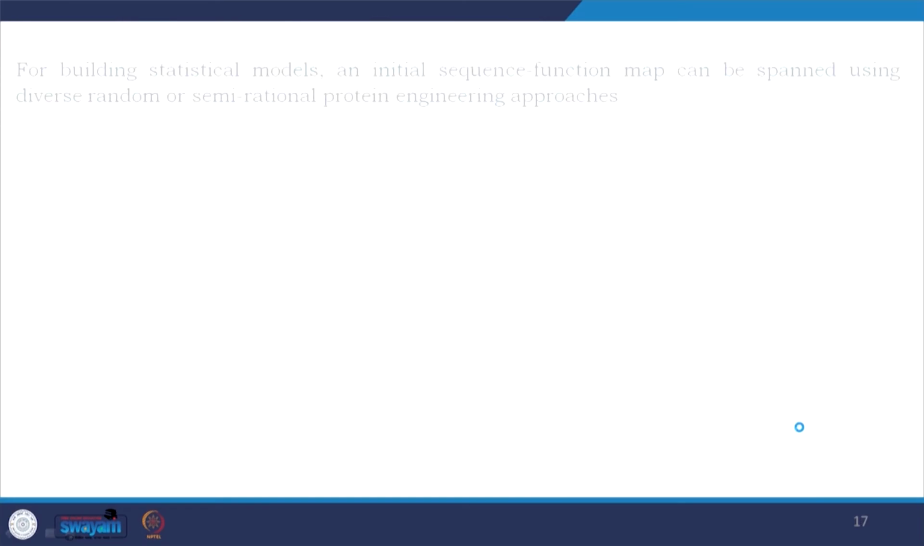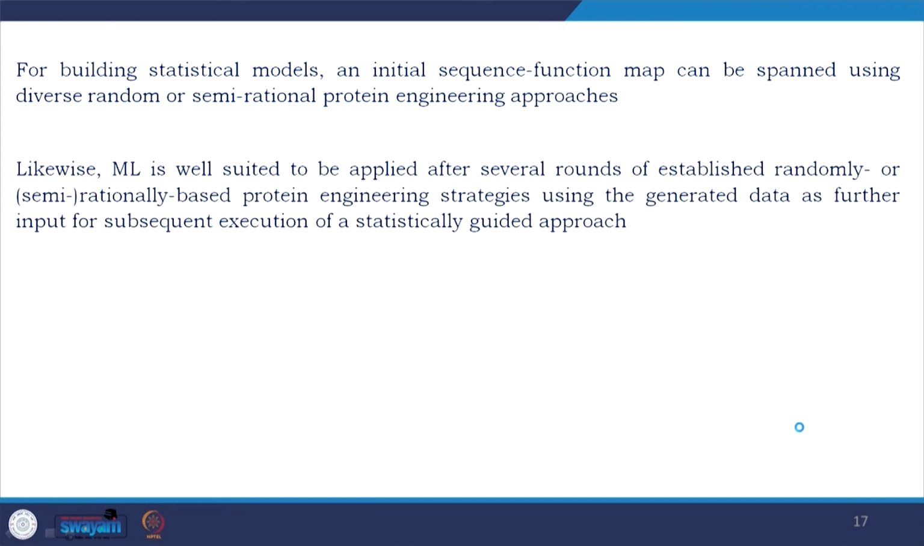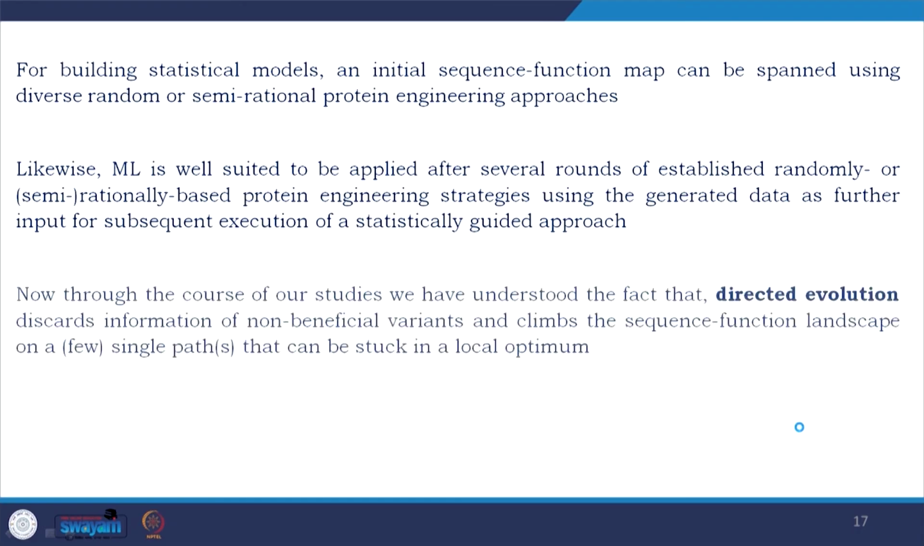Coming back, for building statistical models, an initial sequence function map can be spanned using diverse random or semi-rational protein engineering approaches. Likewise, machine learning is well suited to be applied after several rounds of established randomly or semi-rationally based protein engineering strategies, using the generated data as further input for subsequent execution of a statistically guided approach.